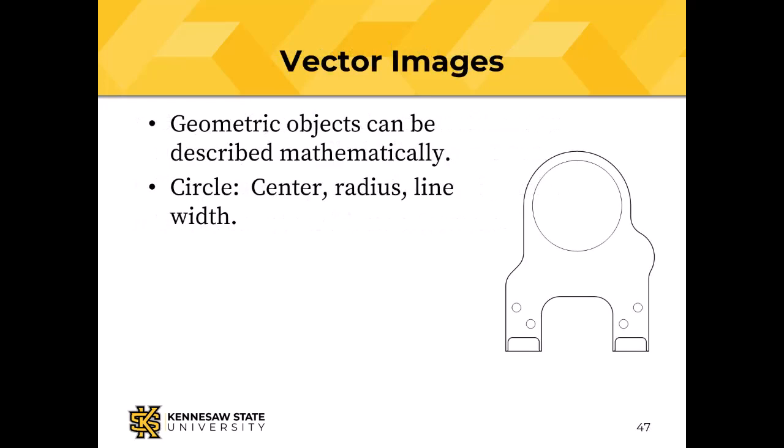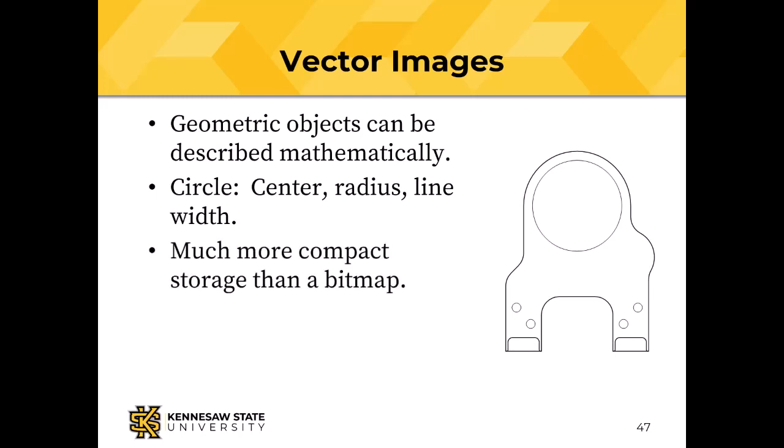Another kind of format is the vector image format. Geometric objects can be described mathematically. So the image that you see is described with circles, segments of circles, and line segments only. That's all that's on there. I can describe a circle with center, radius, and line width. I can describe a line with its two endpoints and line width. If I need color, I have to add that in too.